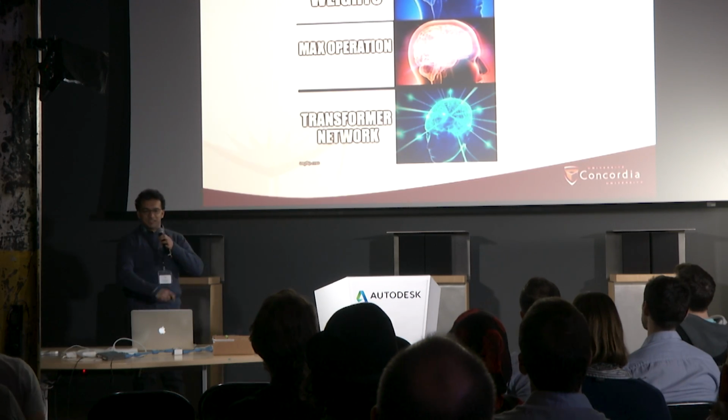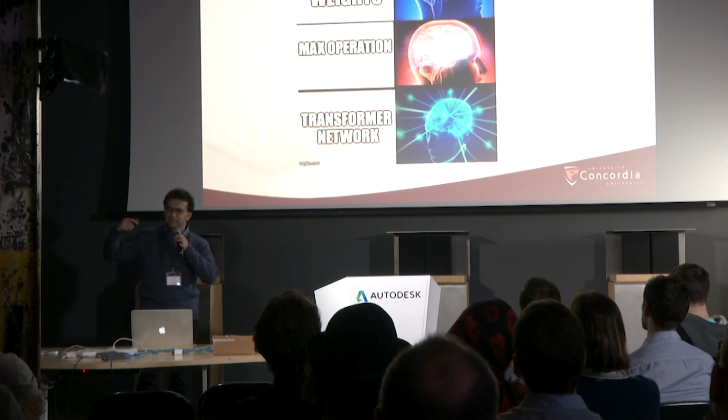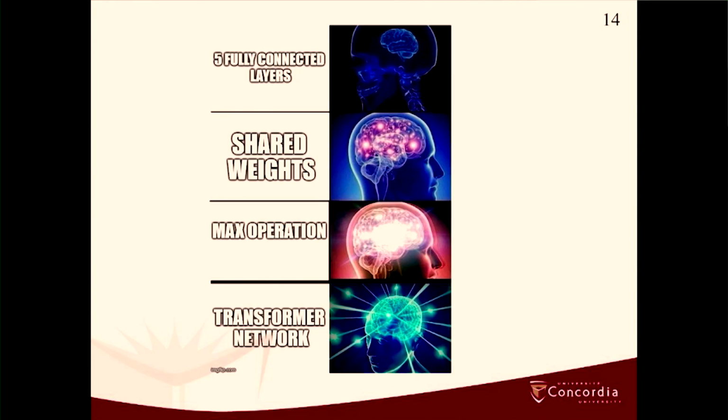So just to summarize the idea behind Pointnet, you start off with thinking of fully connected layers, and then with shared weights and having a max operation, you make it permutation invariant. And at the end, you have a transformer network which improves the results a little bit.